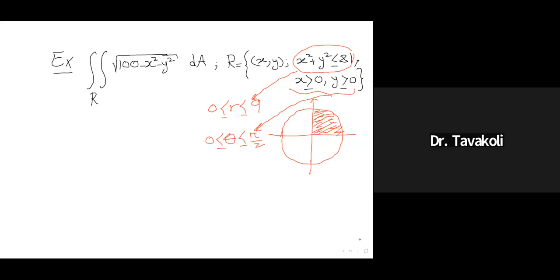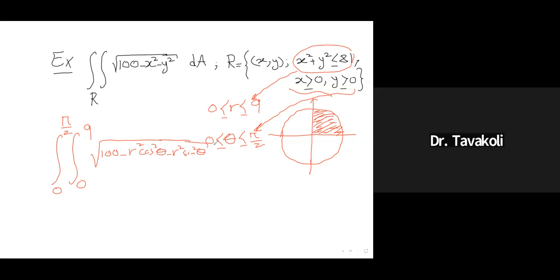So when I set up this integral, theta runs from 0 to pi over 2. R runs from 0 to 9. And I have 100 minus x squared minus y squared. x is r cosine theta, so x squared is r squared cosine squared of theta. y is r sine theta, so y squared is r squared sine squared of theta.